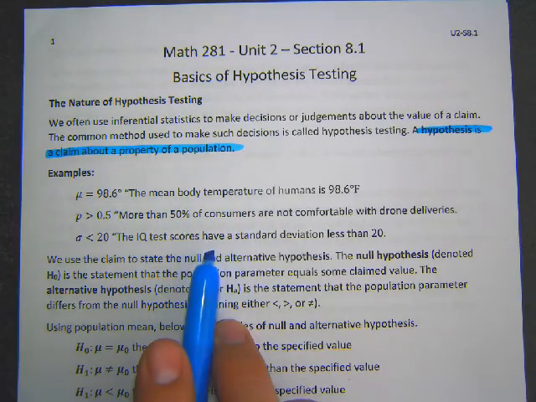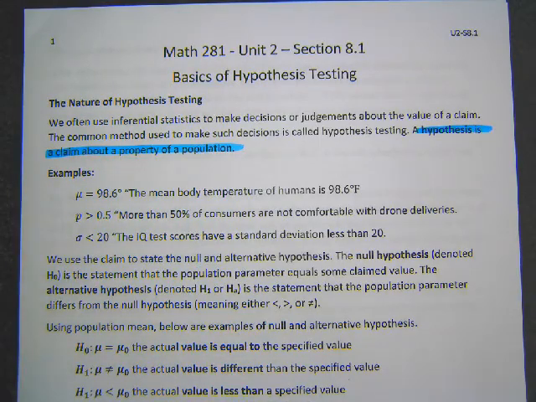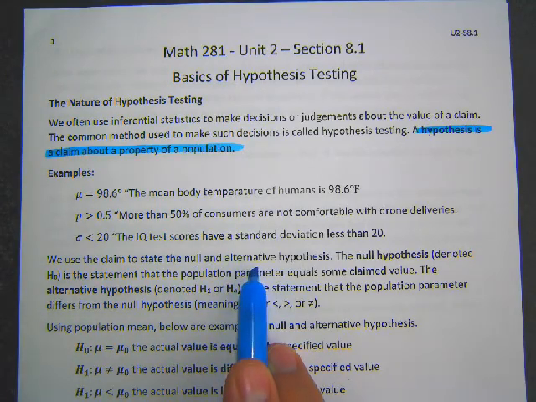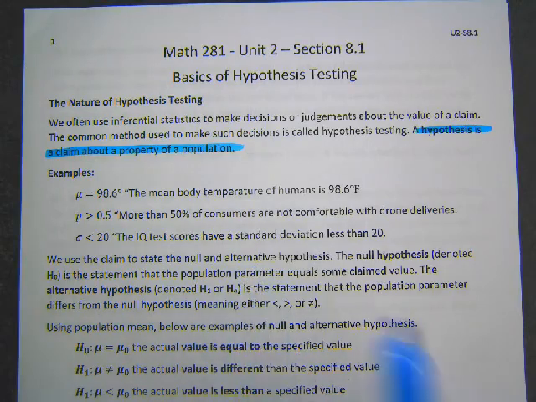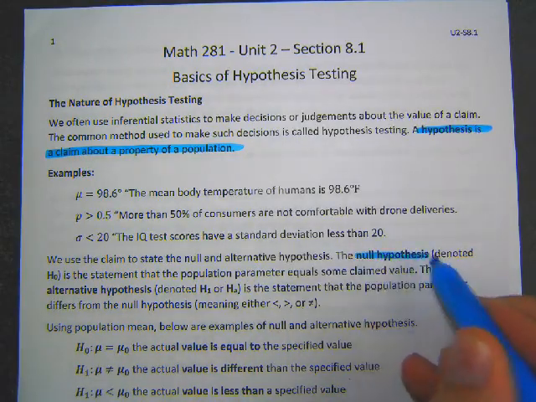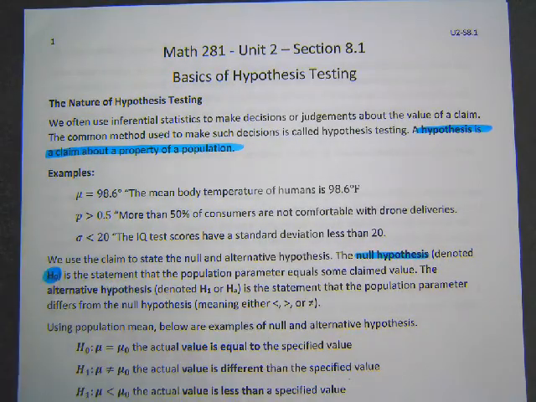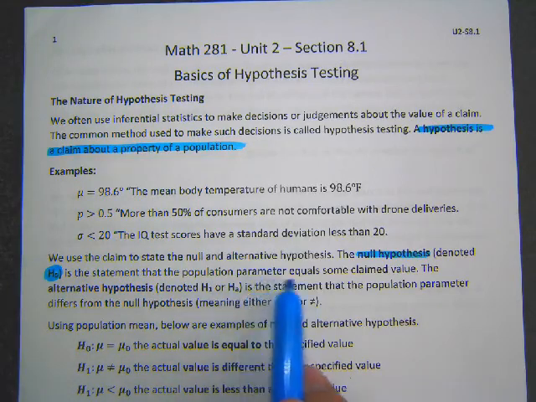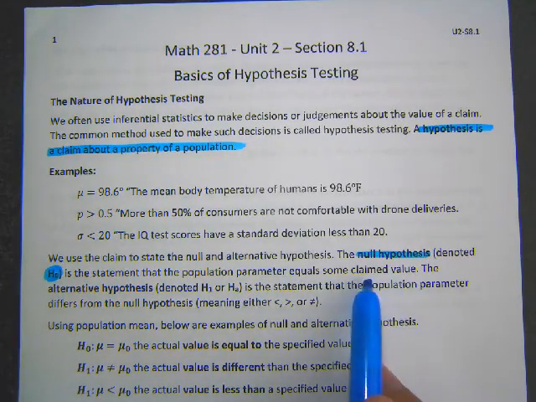Once we have a claim like this, we're going to translate it into two separate hypotheses. We're going to state both a null and an alternative hypothesis for every claim we deal with. The null hypothesis, usually we write H0 for null, is a statement that the population parameter equals some claimed value. So the big thing is the null is always a statement of equality.